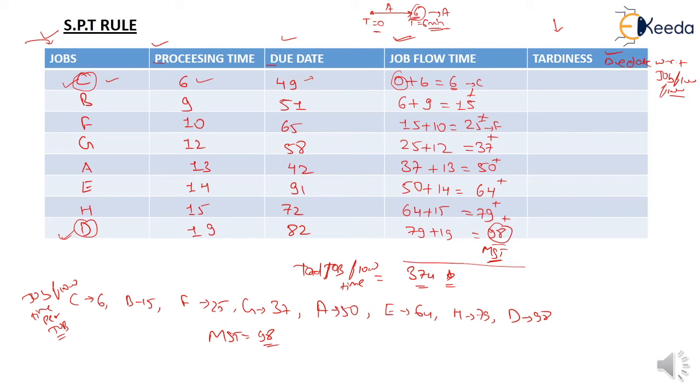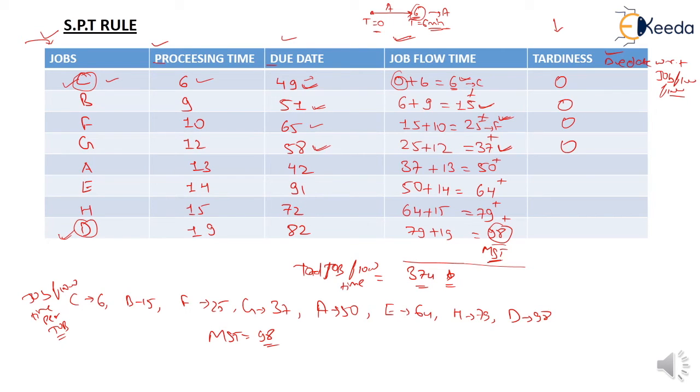So for C job our due date is 49 and job flow time is 6. So before the due date our C job is completed, so the tardiness is 0. Similarly for B job our job flow time is 15 and due date is 51. So before the due date our job is completed, so tardiness is 0. For the F job our job flow time is 25 and due date is 65. So before the due date the job is completed, so tardiness is 0. For G job the job flow time is 37 and 58 is the due date. So here the tardiness is 0.